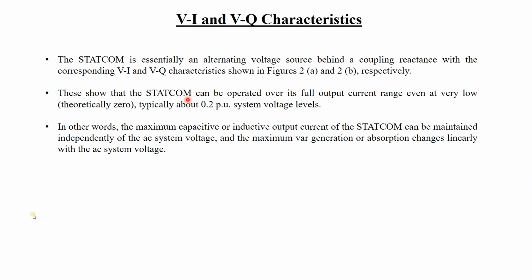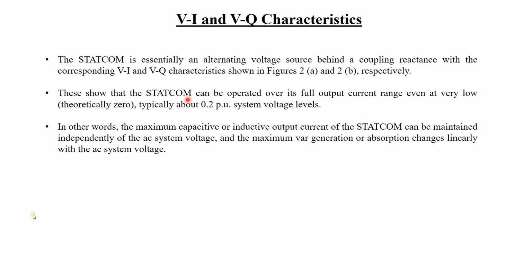It is a voltage source, number one, and since it is a voltage source, it will supply the voltage based on the capacitive current or inductive current. If it is acting as a consumer of reactive power, then it will supply the inductive current. If it is generating reactive power, it will supply the capacitive current. But these currents are independent of the system voltage. That is why it can operate at very low voltages. If the system voltage is 33 kV, it will operate with its rated output. If the system voltage falls, even to 0.2 per unit, it will still operate at its rated output.